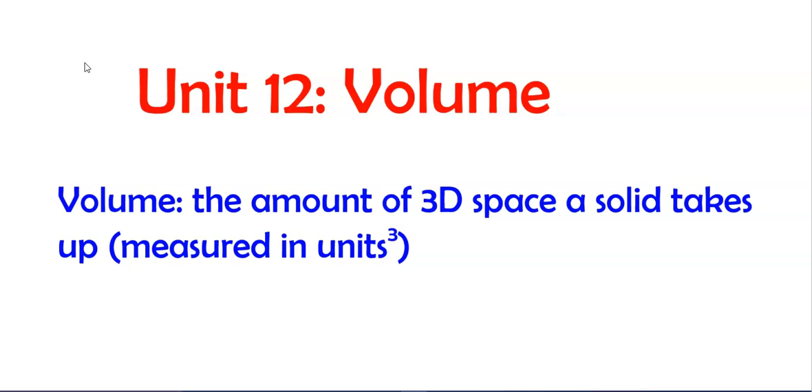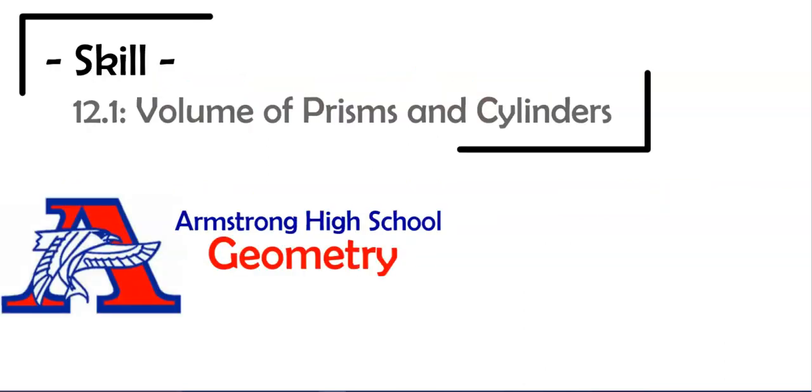And the important thing in this unit is that when we're done with our answers, we want to make sure that all of our answers are measured in cubic units. So maybe it's feet cubed, centimeters cubed, inches cubed, etc. Because we're no longer talking about the two-dimensional area, but now the three-dimensional volume. So we'll go ahead and get started with 12.1, which is volumes of prisms and cylinders.